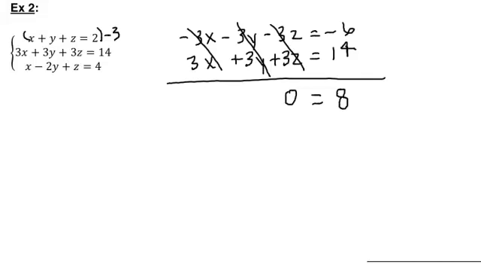Now if you recall from our systems of linear equations with two variables, whenever we get a statement that is not true, so in this case 0 is not equal to 8, we know that that is an indicator that we have no solutions. So in this case, once we get to that statement, we know it's no solutions, and we're done.